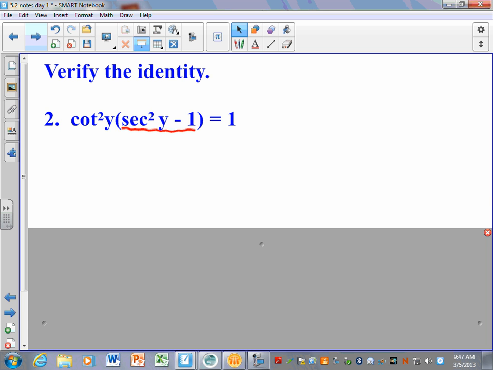Secant squared y minus 1 should maybe make you think, is that a Pythagorean identity? And if it is, you can just substitute in what that is. So you've got to know those. What is it? Secant and tangent go together: 1 plus tangent squared equals secant squared. So if you recognize that, you're able to substitute right away, because you could subtract 1 over. So secant squared minus 1 would be just equal to tangent squared, right? Do you agree with that?